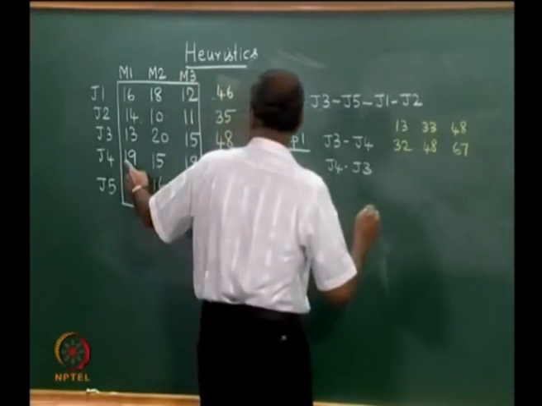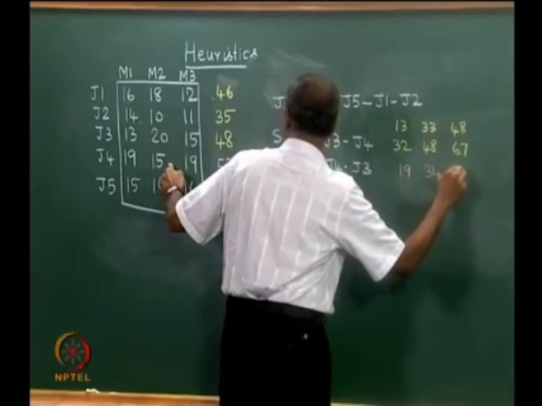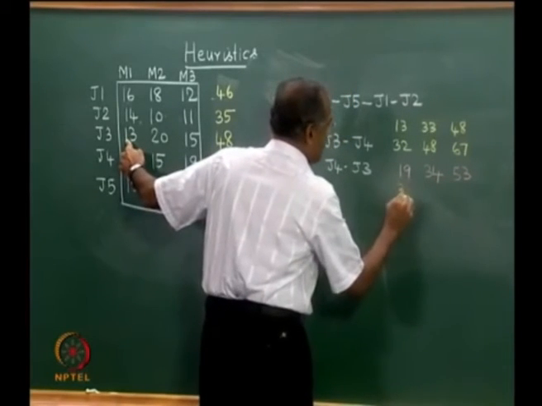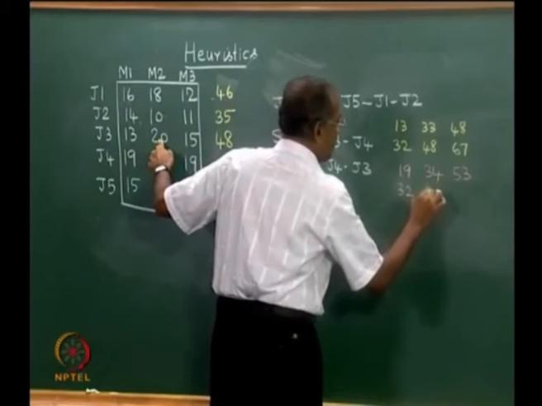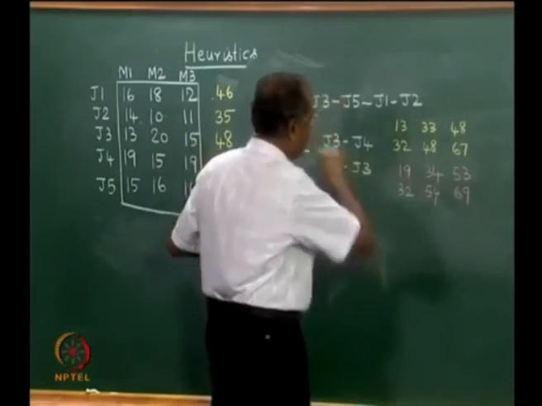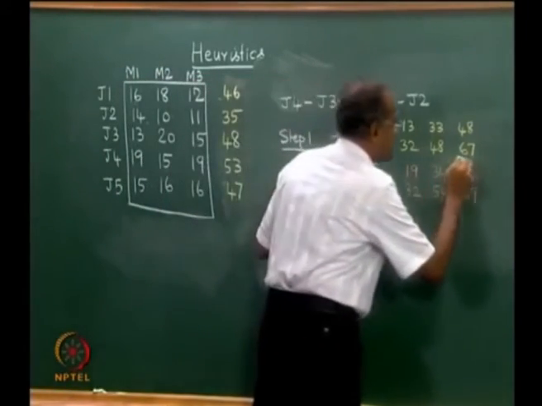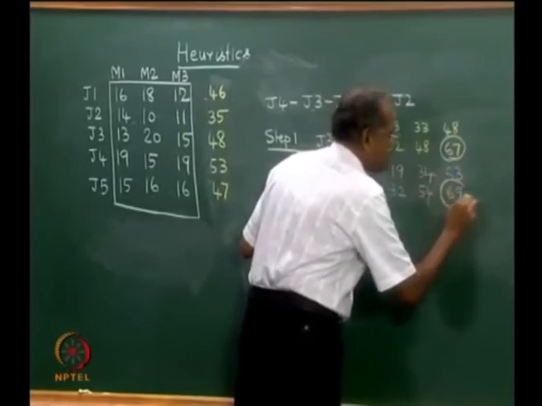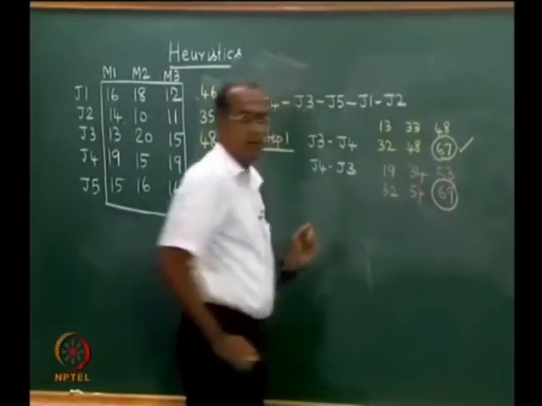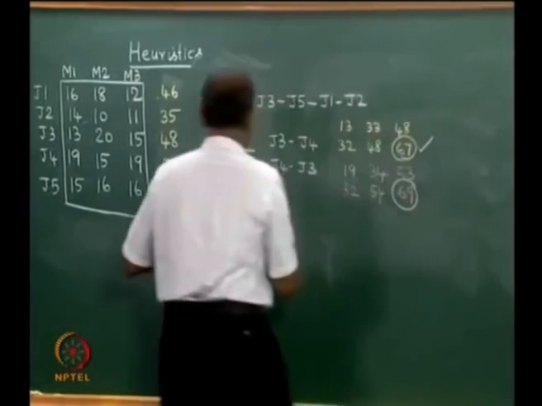For J4 J3 it is 19 plus 15, 34, 34 plus 19 is 53. For the other, 13 plus 19 is 32, 34 plus 20 is 54, 54 plus 15 is 69. Now this partial sequence has a makespan of 67, this partial sequence has a makespan of 69. So choose this sequence. So now choose J3 J4.